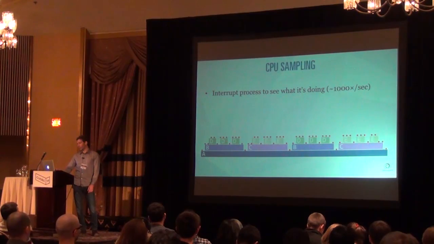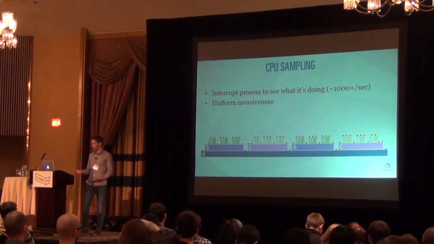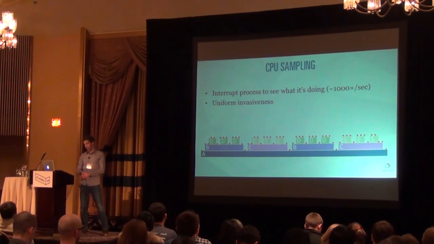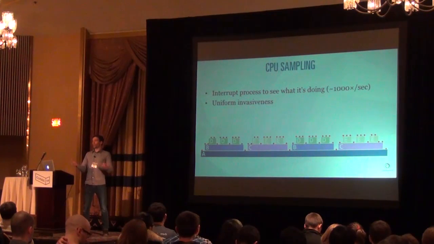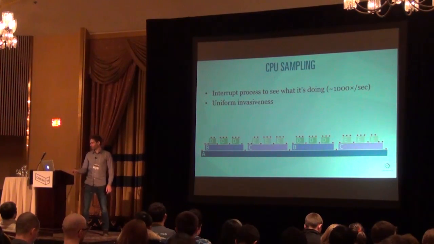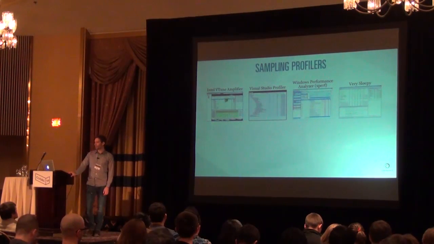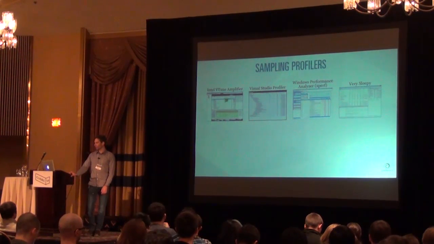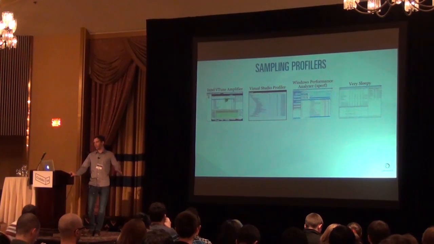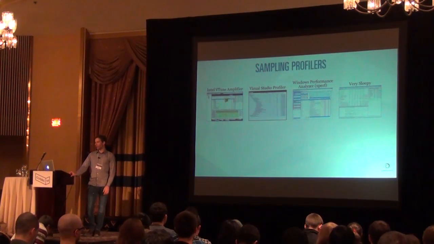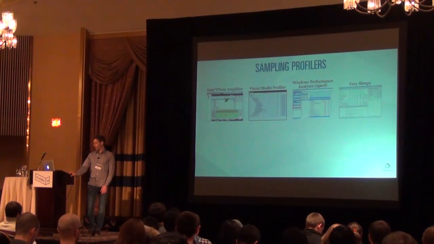This technique as well can slow down your execution. It's also invasive, depending on your sample rate. But at least the slowdown will be uniform. All right, so on Windows, there are various sampling profilers available. Here are just a few. The 2 on the left cost money, 2 on the right are free. They all vary in terms of the features that are available for exploring the data.